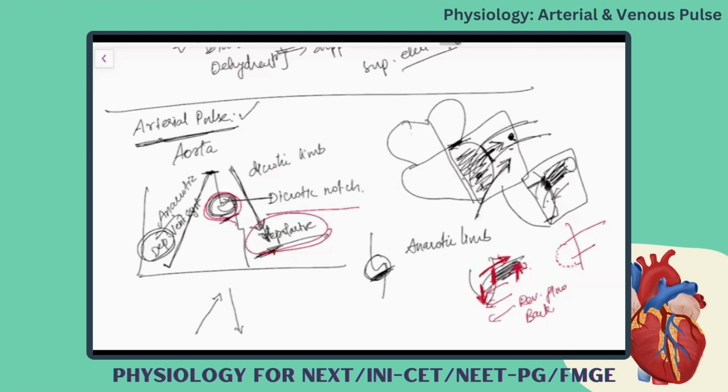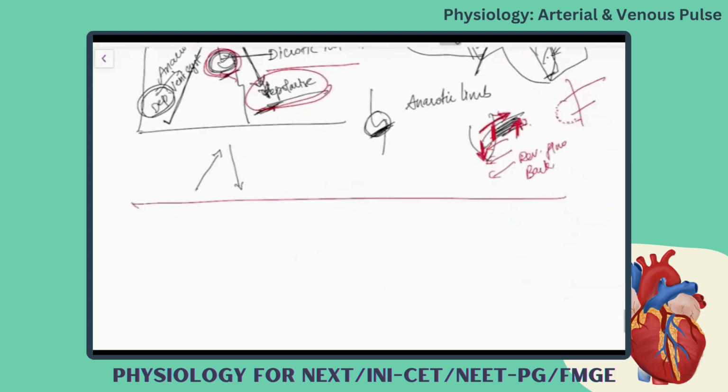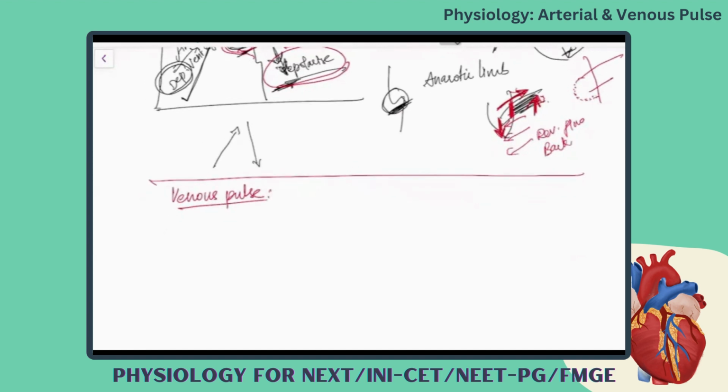So what is meant by venous pulse? Understood with the arterial pulse? Yes. So what is venous pulse? It is the pulse which is transmitted near the veins of the heart.